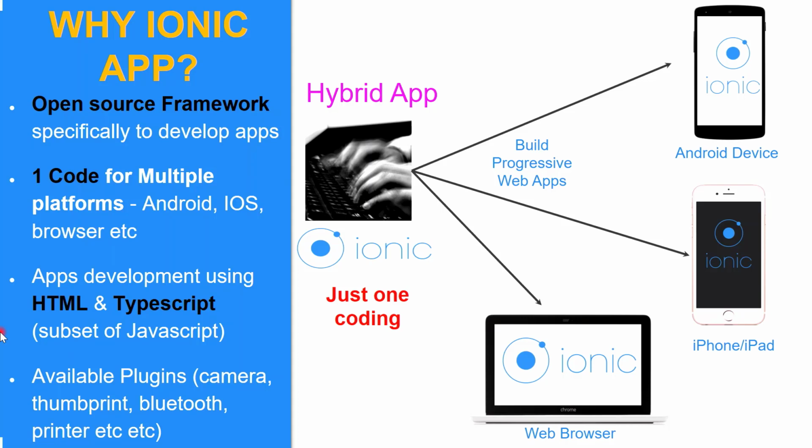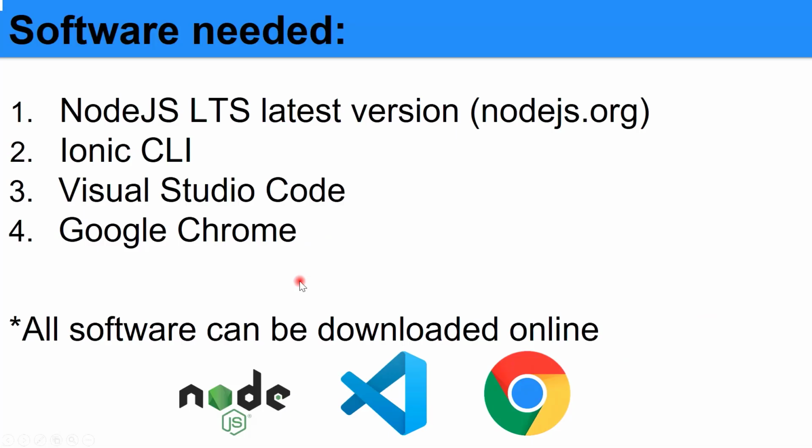Okay, this is the software or tools that you need. First is NodeJS, and second one is Ionic CLI, and the third one is Visual Studio Code, and of course the Google Chrome, where you can look your output of your Ionic app. We will go through one by one for this one.